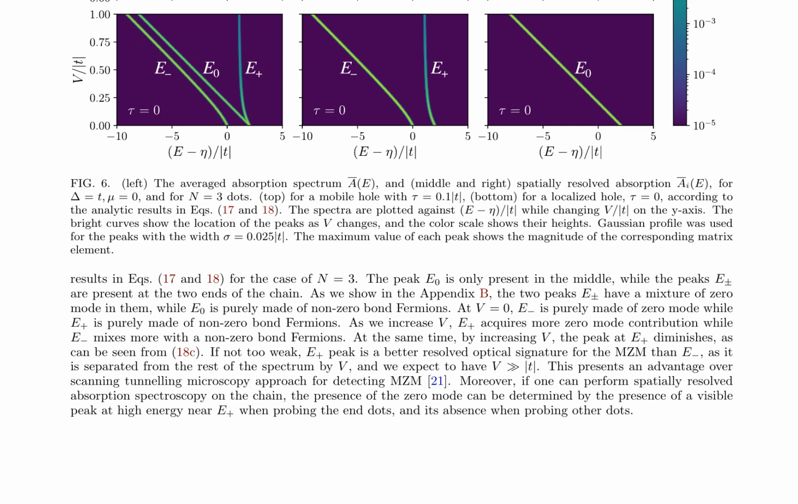Notably, the peak E+ is more easily resolved and serves as a better optical signature for the Majorana Zero Mode, MZM. The presence of the zero mode can be determined by the visibility of a peak at high energy near E+ when probing the end dots. This underscores the importance of spatially resolved absorption spectroscopy for detecting MZM, offering an advantage over scanning tunneling microscopy approaches.